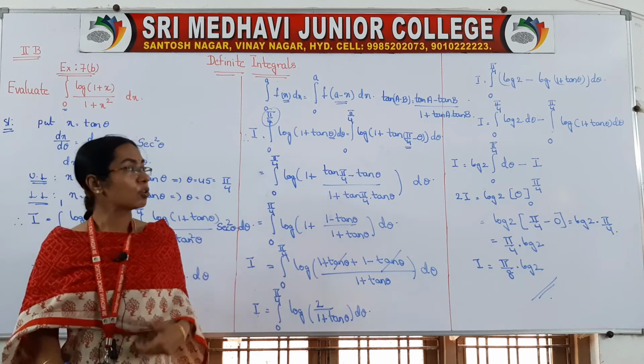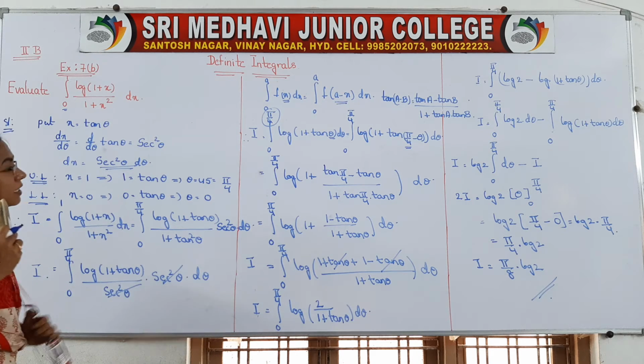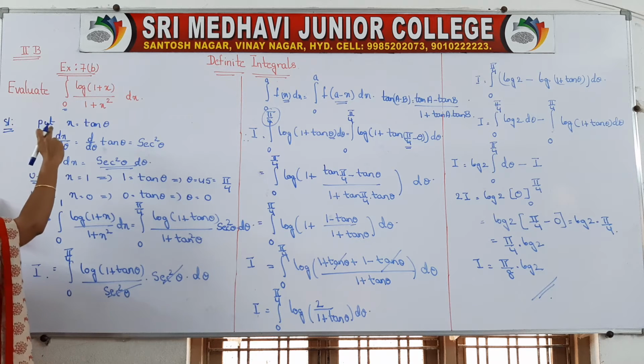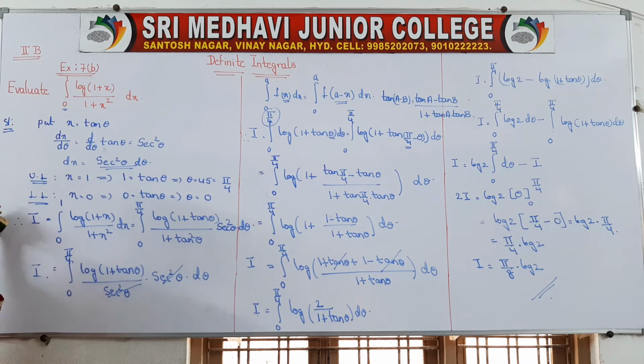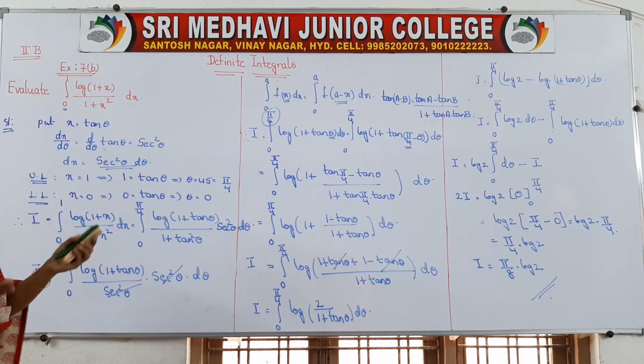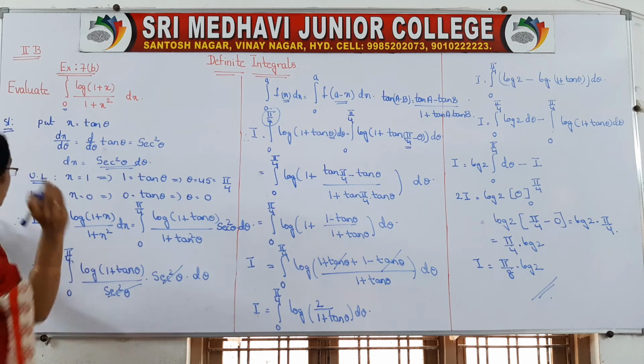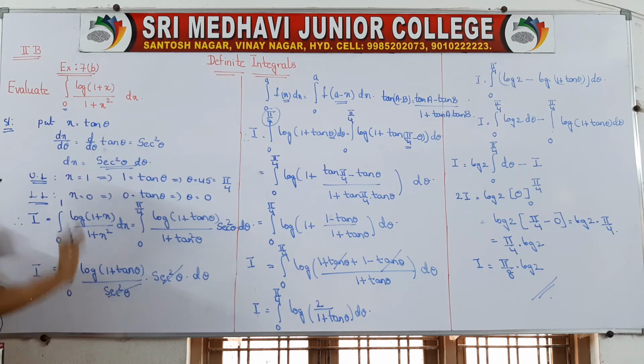Once again, see how we can split this problem. First we have to convert this problem in terms of theta, so we are going for the substitution method. Evaluate integral 0 to 1 log of 1 plus x by 1 plus x square dx. There is no direct formula in integrals for log of 1 plus x by 1 plus x square dx. For that sake, we first take the substitution method so that it comes into one standard form of the integral formula. So for that you take x is equal to tan theta.